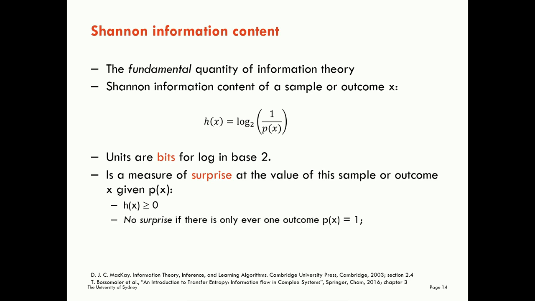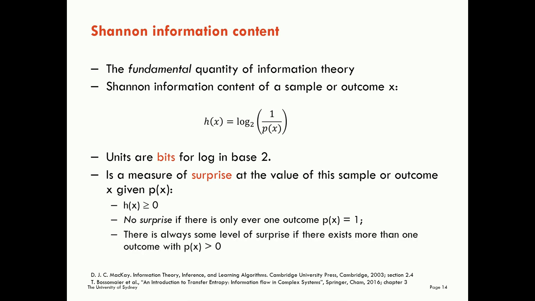To be more specific, if there's only ever one outcome, if only women ever walk through this door, and I ask the question, is the next person to walk through a man or a woman? I'm not going to be surprised at the next realization that I measure because it has to be a woman. There's no surprise there. However, there is always some level of surprise if there exists more than one outcome with a non-zero probability. So if it's possible that either a man or woman could walk through that door, I will always have some level of surprise when I measure the next sample of that process. Always. Even if it's overwhelmingly likely that it's going to be a woman rather than a man.